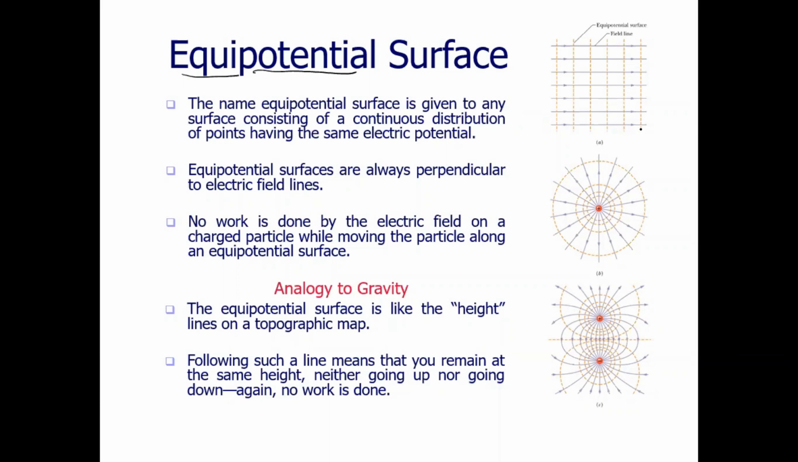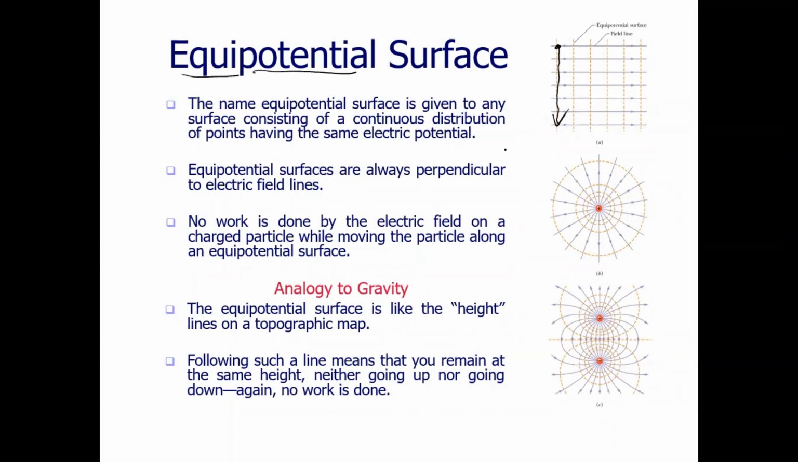Okay, so now one thing is that when you are moving an electric charge on a potential surface, the work that you do is equal to 0. You don't do any work. So for instance, if you have to move a charged object from here up to here, then the work that you do is equal to 0.